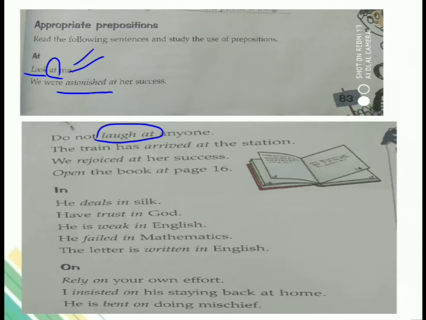The train has arrived at the station. Now you know why we are using arrived at the station, we're talking about some destination. So at. Now we rejoiced at her success again. We were happy at her success. Open the book at page number 16. So we mostly say open the book on page 16. That is wrong. It is supposed to be open the book at page 16. Clear?